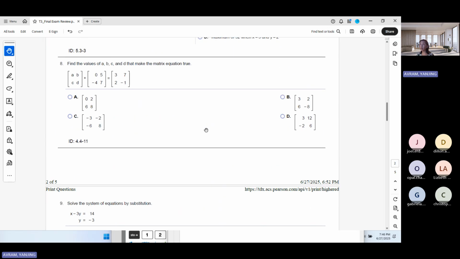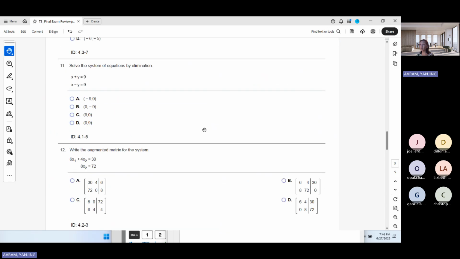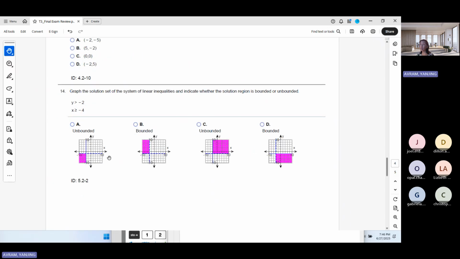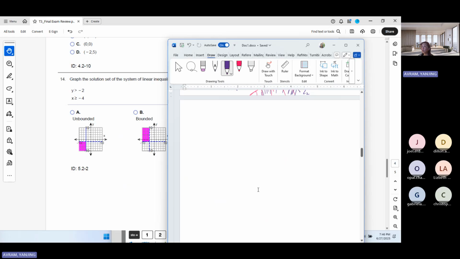Let's see if we have any more 5.2. Otherwise, we'll be going to 5.3. Okay, another 5.2 right here. So this one you want to graph y greater than -2, x greater than or equal to -4, right? So this one should be really easy. First, how do you graph this one right here? Well, I can do my graph really quickly in here.